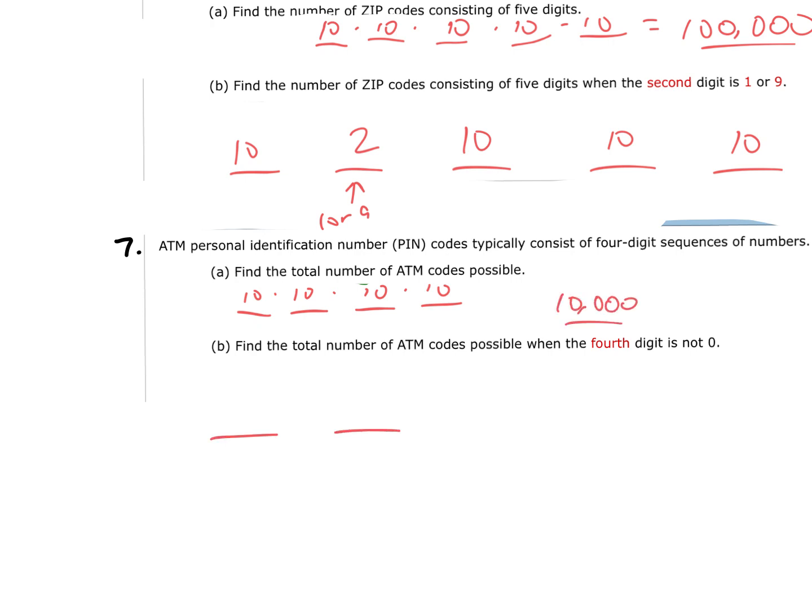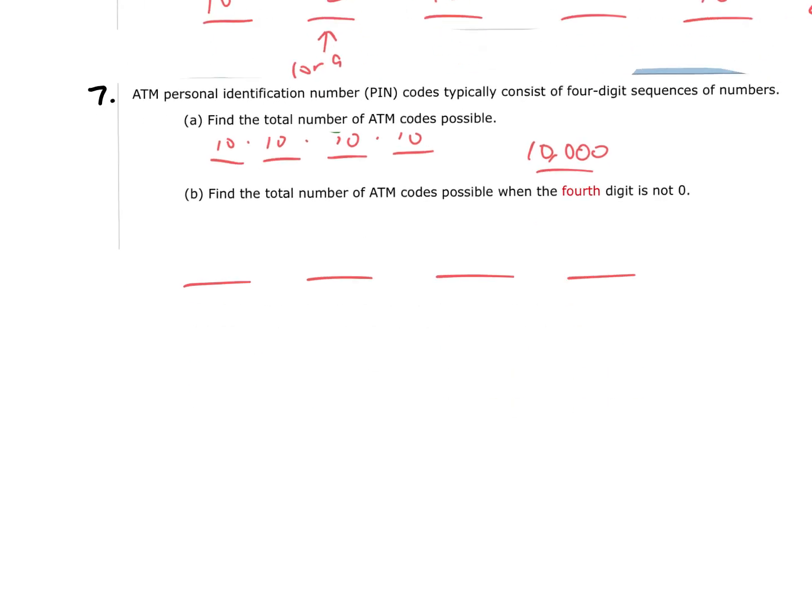Find the total number of ATM codes if the 4th digit is not a 0. I always go like this. I say, okay, that's the digit we're talking about. It's not a 0. So there's 10 possible here. Excuse me, 10 here, 10 here. How many are possible in the last spot? Why is it only 9?